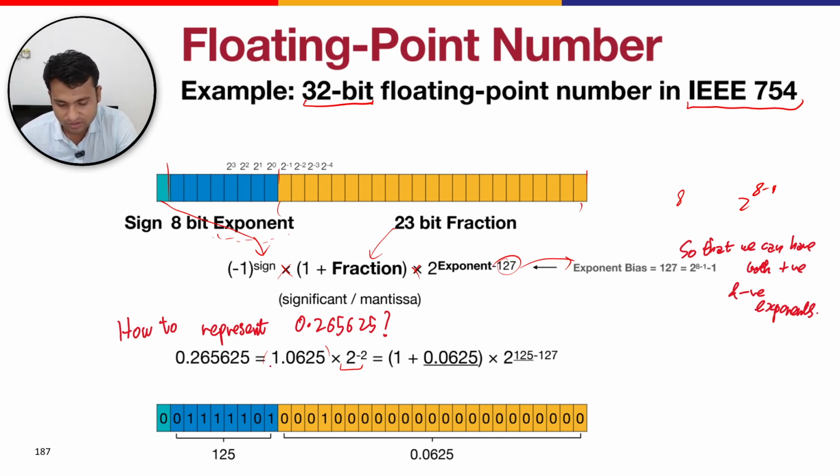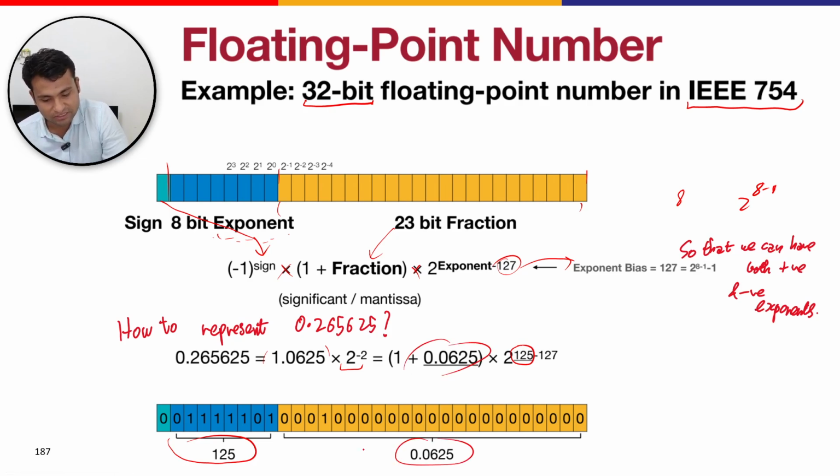And this 1.0625 can be represented as 1 plus 0.0625 into 2 raised to the power. Now we have to represent as exponent minus 127. So it's minus 2 here. So we'll put 125 minus 127. So now this 125 will actually be represented here, and this 0.0625 will be represented in the fraction, and whatever the sign bit is, that will be represented here. So that's how you effectively break a number.